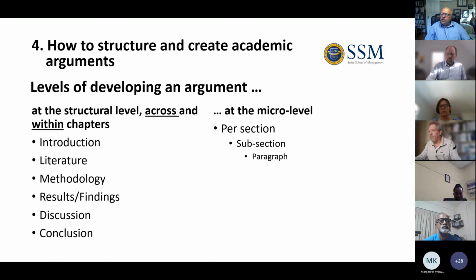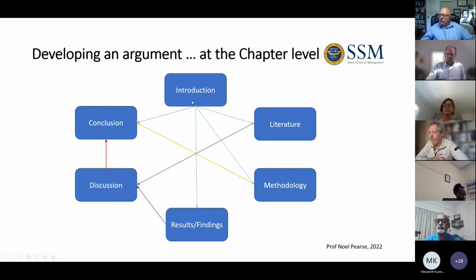So that brings us to the issue of how to structure and create academic arguments. That's really the essence, I think, of academic writing. There's obviously the style and the words and so forth, but it's all about structuring arguments. There are two levels of this: the structural level across and within chapters, so the higher level, and then the structuring of the argument at the micro level, per section and so forth.